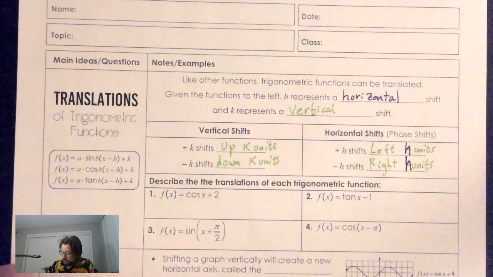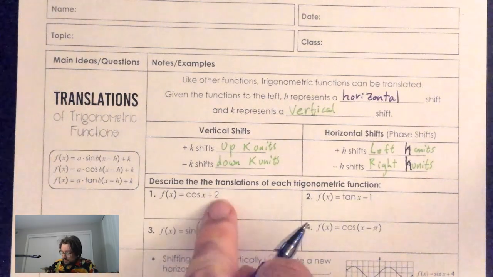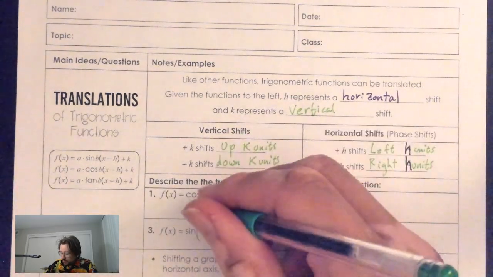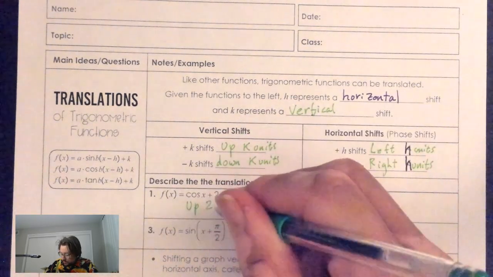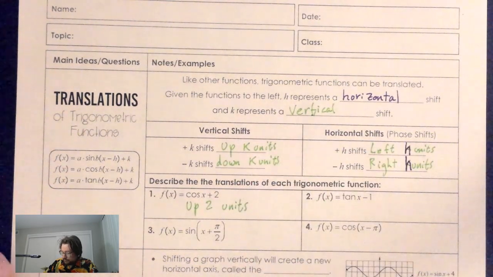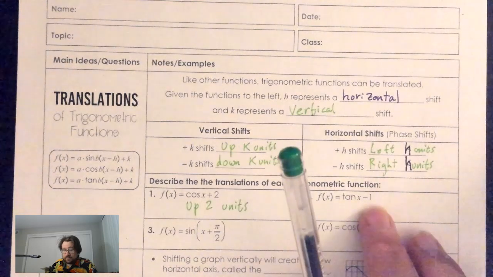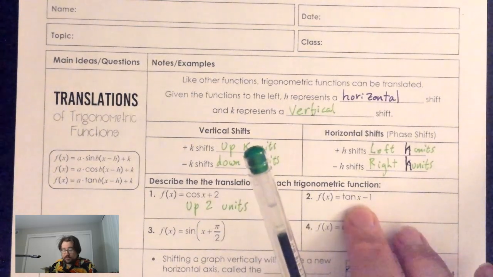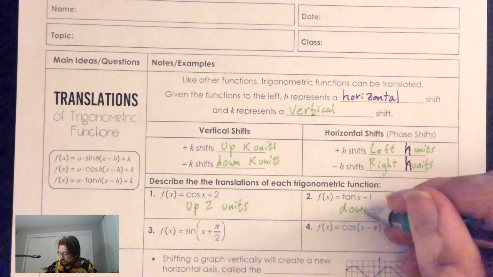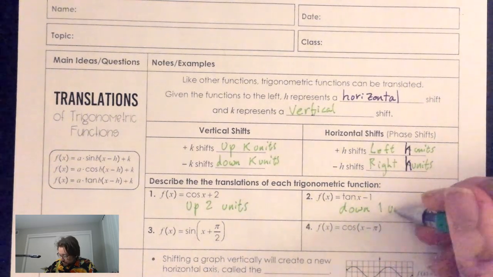And so, here we see this on the outside, so that's going to be a k value. Since it's positive, it's going to go up 2 units. And then for this tangent, we see a minus 1. Again, there's no parentheses, so it means it's on the outside. It's going to go down 1 unit.